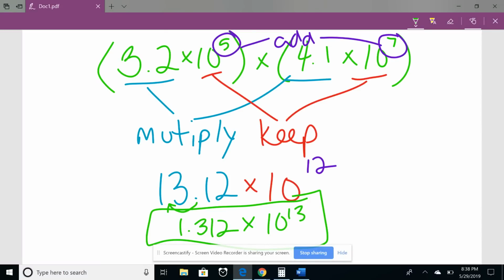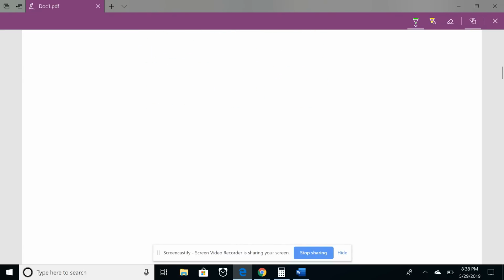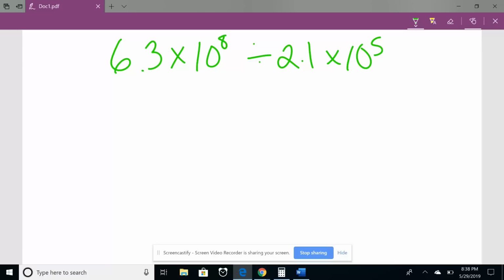All right. Let's look at one where we divide. So let's do 6.3 times 10 to the 8th divided by 2.1 times 10 to the 5th. Now, this can look like this, or it could also be a fraction, because it could also look like this. So just be aware of that.